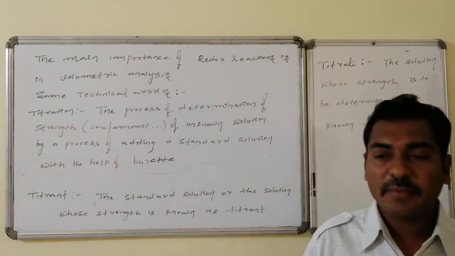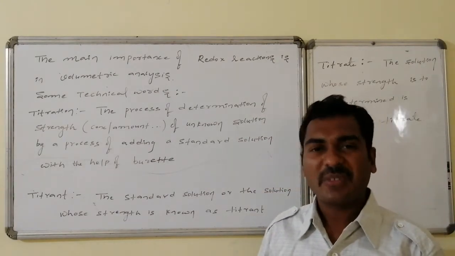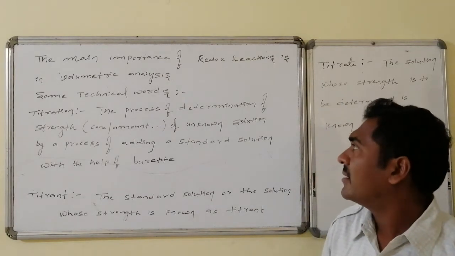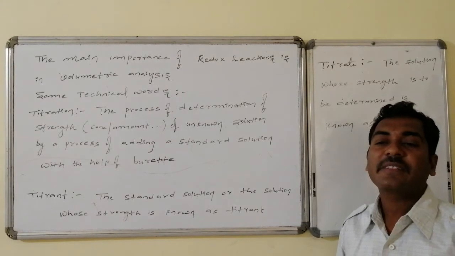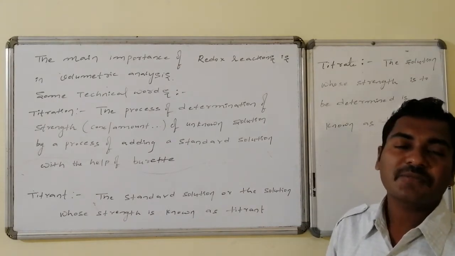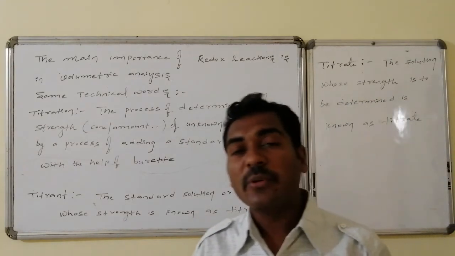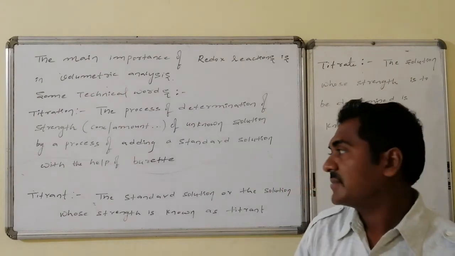That is, it may include the amount, concentration, or quantity of an unknown solution, determined by the process of adding a standard solution, that is, a solution of known concentration, with the help of a burette. This is known as titration.